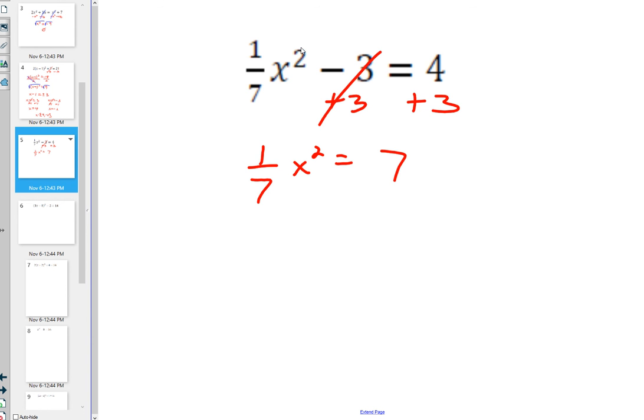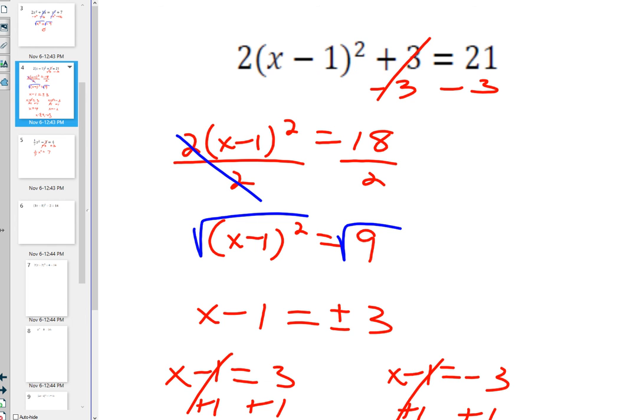What am I going to do next? Do I get rid of the 1 over 7 or do I get rid of the square? Now it's the 1 over 7. The square is going to come last. The only exception to that rule is when the square is outside of the parentheses. If there's ever anything inside of a parentheses, then that would come after the square. But if there's no parentheses, the square is going to come last.